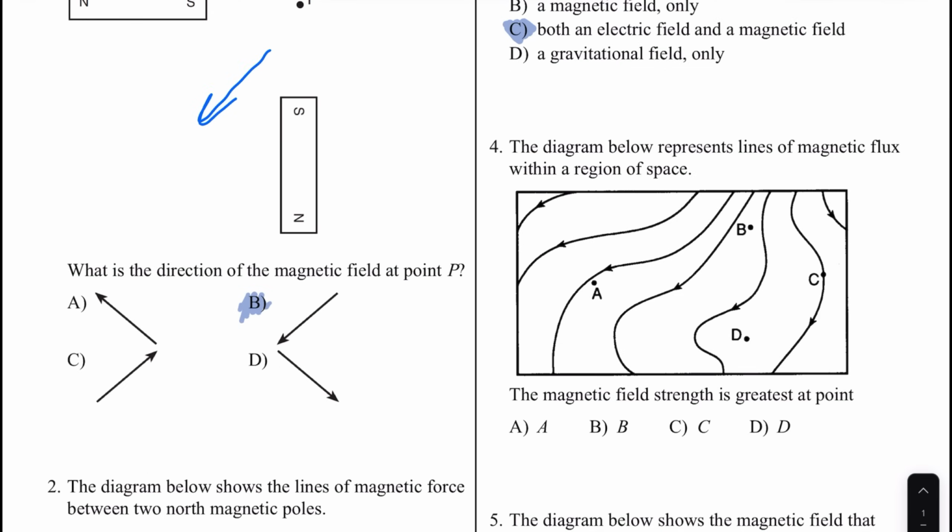Number 4, the diagram below represents lines of magnetic flux within a region of space. The magnetic field strength is greatest at point what? So once again, we're just looking for where the lines are most close together. That's going to be point B. So the answer is B.